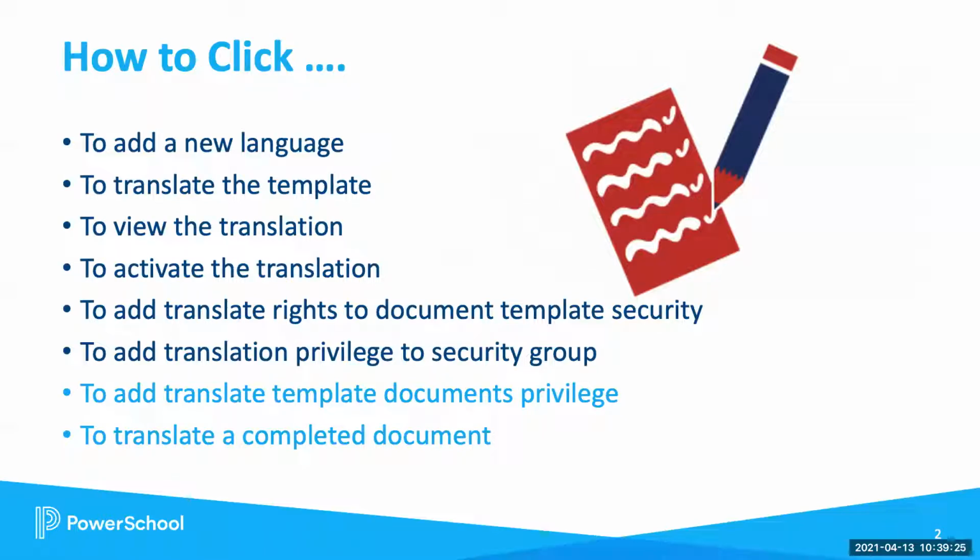Today, we're going to give you a click pattern on how to add a new language, translate the template, view the translation, activate the translation, add translate rights to a document template security, add translation privilege to a security group, add translate template documents privilege, and then we're going to take a quick peek at a completed document. Because once that document's in the final stage, you actually get to do a couple of different things to it. Well, one main thing, but we'll get to that at the end of the session.